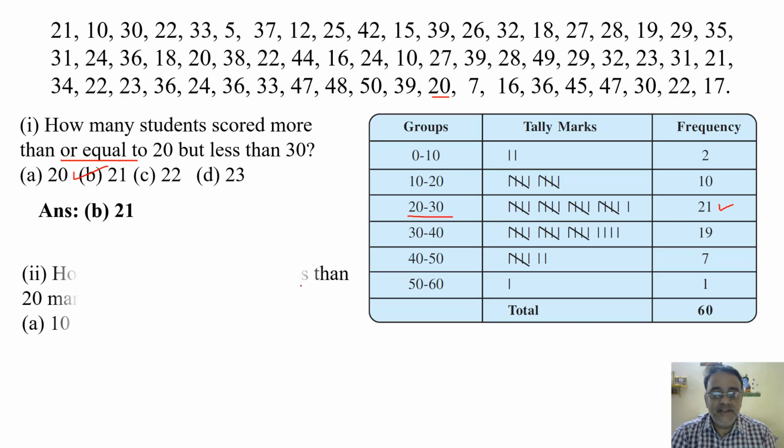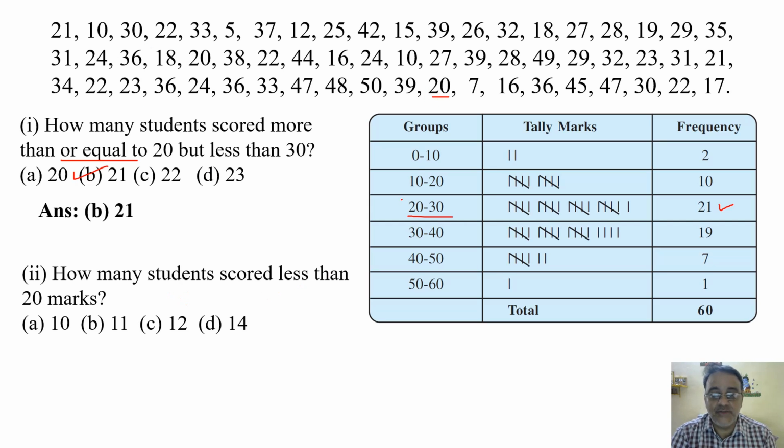Okay, so how many students scored less than 20 marks? So we have to add these two, that is 2 plus 10. So we are getting 12 and the correct option is C.